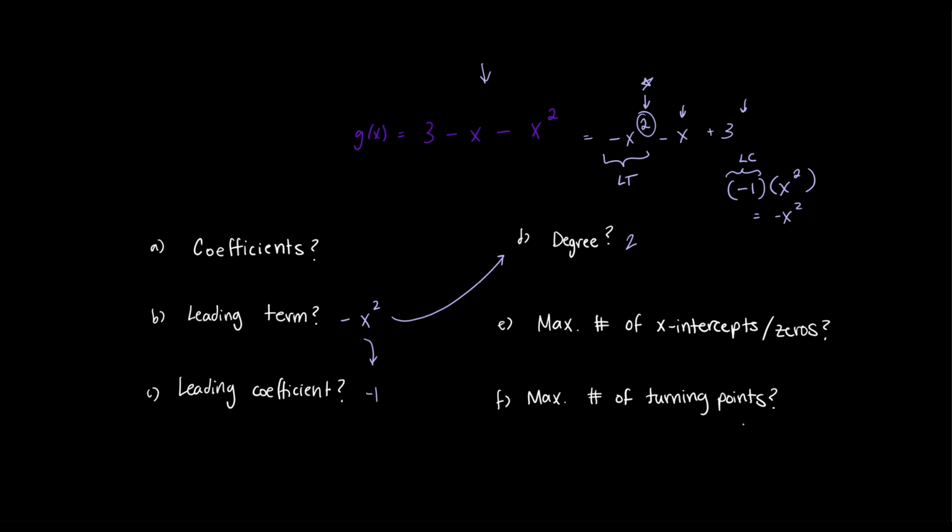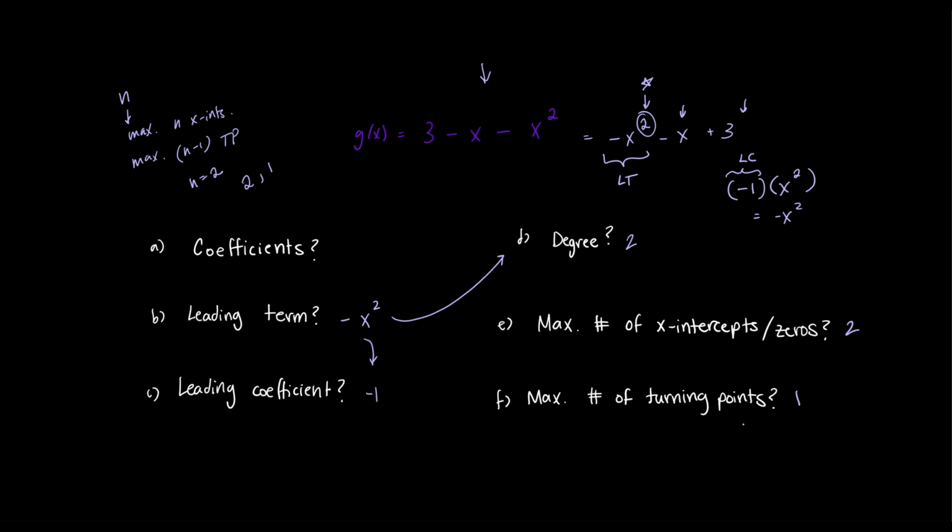So we know that for a polynomial of degree n, it can have a maximum of n x-intercepts, and it can have a maximum of n minus 1 turning points. So in this case, with n equals 2, we can have 2 x-intercepts and 1 turning point. So we can have a maximum of 2 x-intercepts and a maximum of 1 turning point.